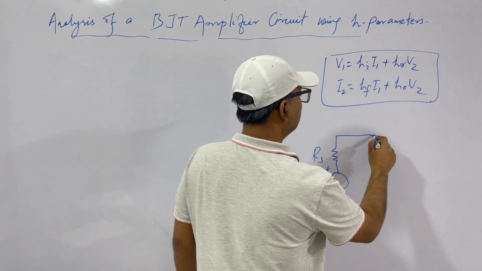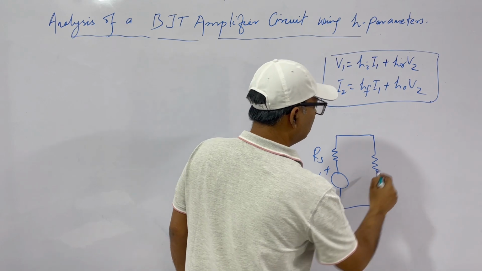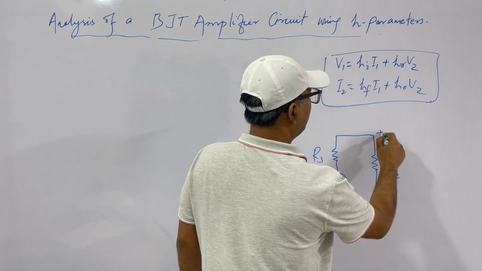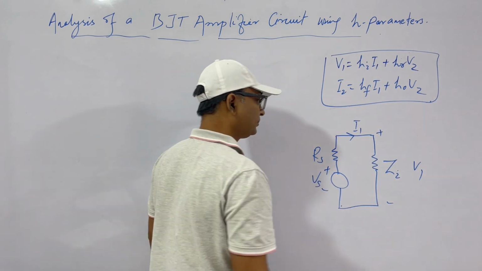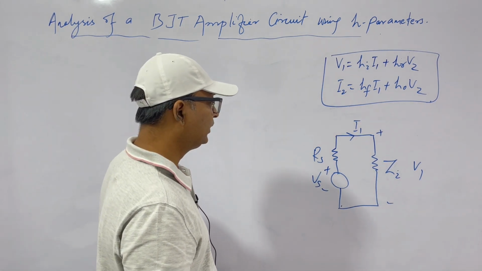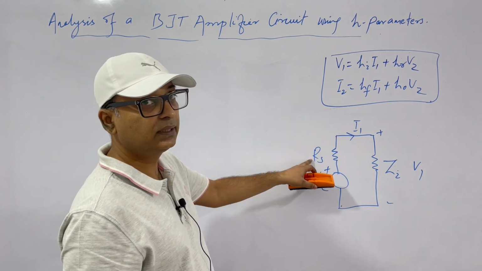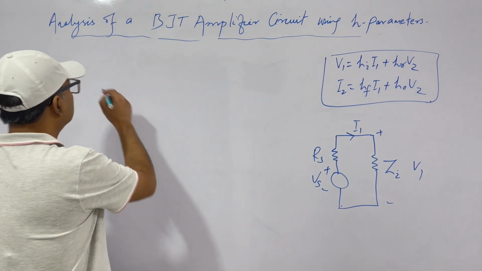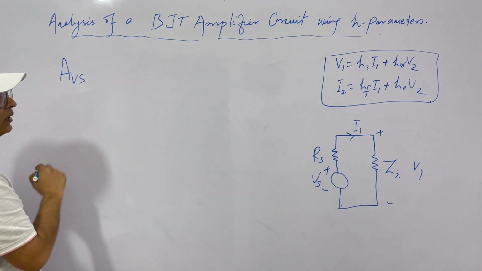So what we can write is ZI plus minus V1, this is I1, and we can see the equivalent also, that will be a current source and this resistance. So let's start with this. So what is the voltage gain taking this source into account?